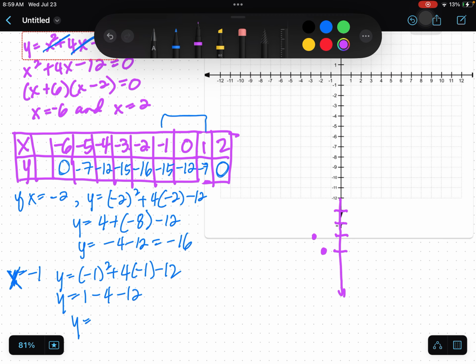So boom. And then boom. And then we also have 0, negative 12. 0, negative 12 is here. And then negative 4, negative 12 is there. We have 1 and negative 7. 1 and negative 7 over here, which means ang katapat niya would be right here. Negative 5. And then our intercepts would be at negative 6 and positive 2.